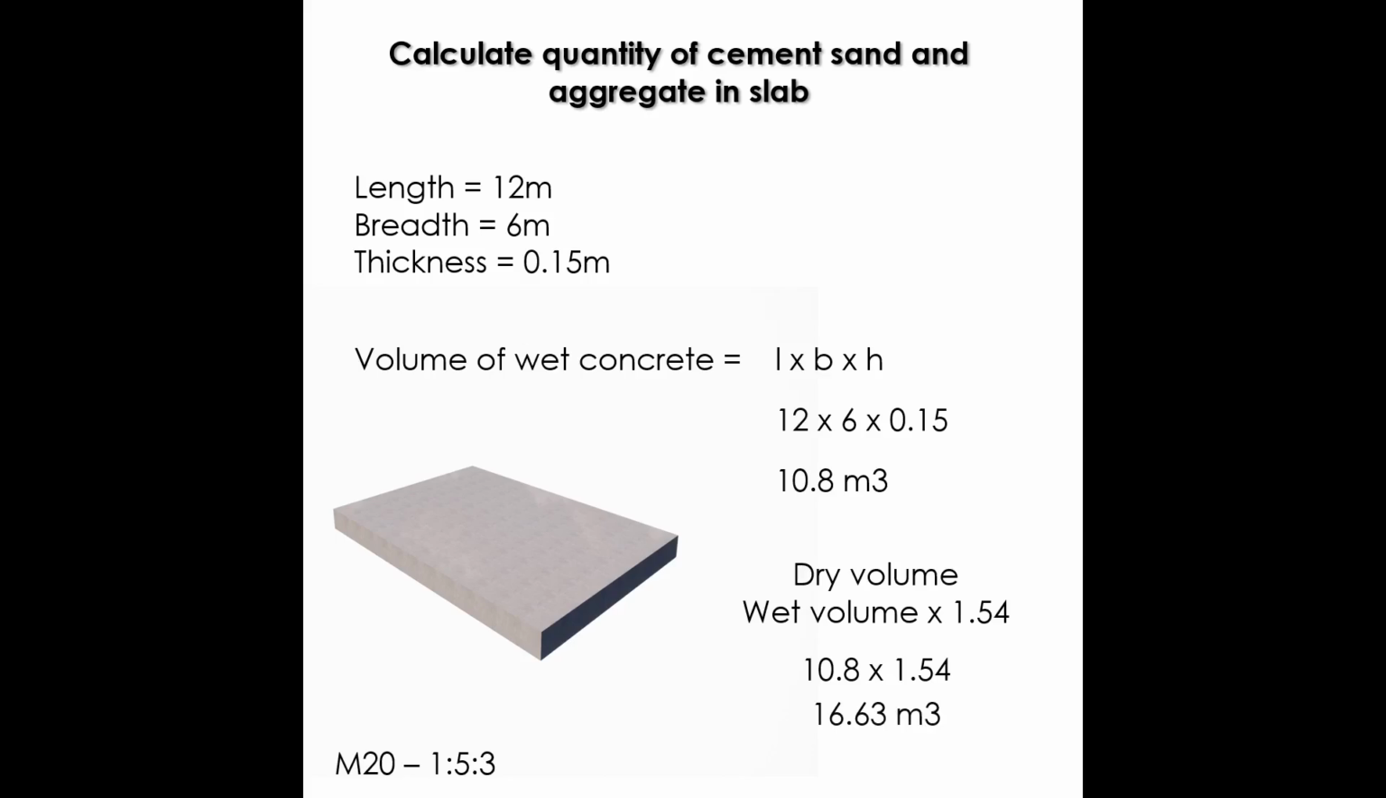Step 1. Measure your slab. First, grab your measuring tape and jot down the length, width, and thickness of your concrete slab. Let's say our slab is 12 meters long, 6 meters wide, and 0.15 meters thick.